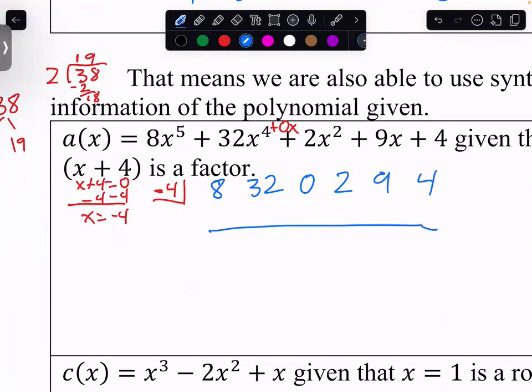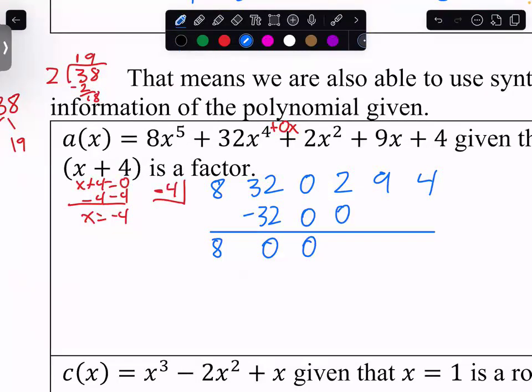Okay, so 8, 32, 0, 2, 9, and 4. Okay, so 8 plus nothing is 8, times -4 is -32, plus 32 is 0, times -4 is still 0, plus 0 is still 0, times -4 is still 0, plus 2 is 2, times -4 is -8, plus 9 is 1, times -4 is -4, plus 4 is 0. Okay, so we did get remainder 0, which does indeed confirm that x plus 4 was a factor.